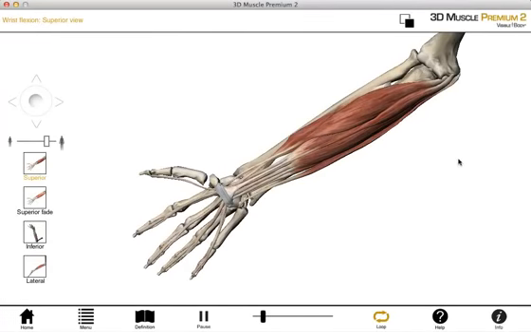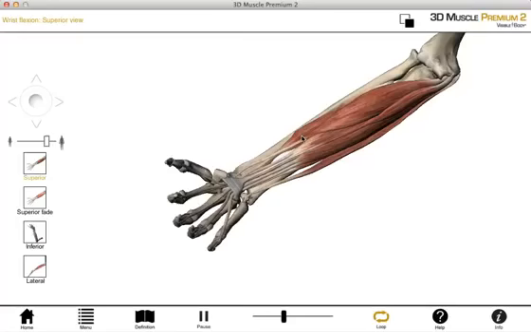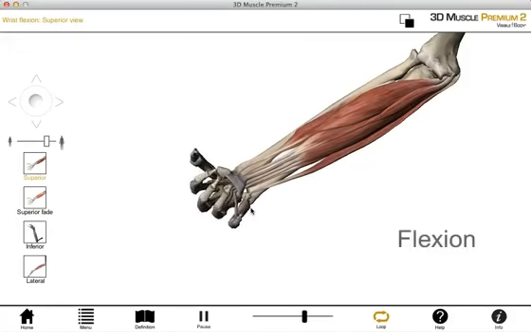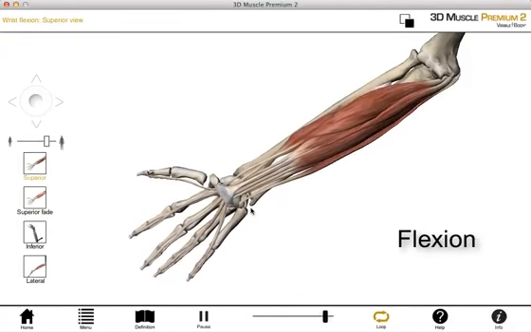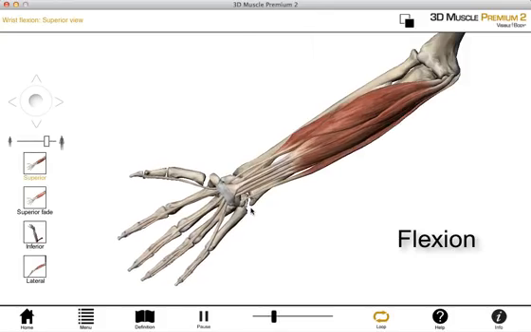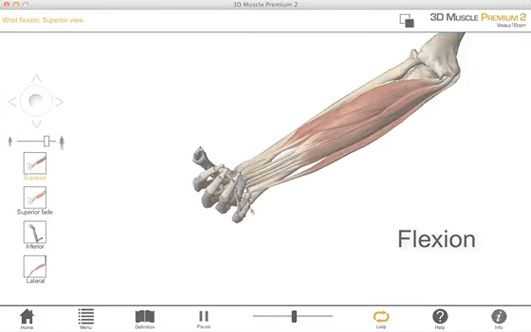Demonstrated in this animation are anterior forearm muscles, and they help to produce flexion of the wrist joint. You can see here that the angle at the joint decreases when these muscles concentrically contract.